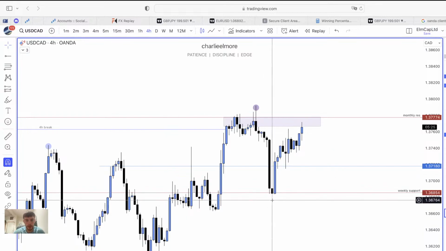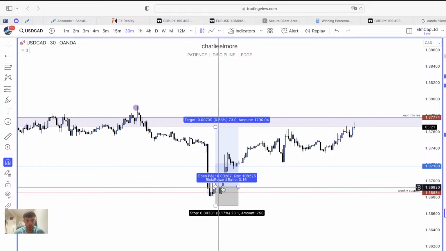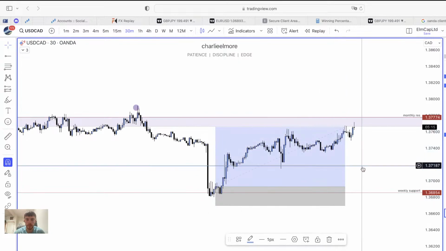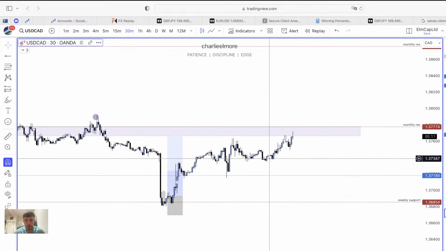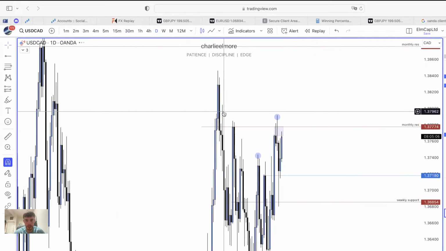So out of here, this was an entry that I spoke about in a previous live session. There was a 3-pin pattern right there targeting that high, which would have hit TP. So 1 to 3 right there. Very, very nice. So that's pretty much it for this. We could continue higher very, very easily.